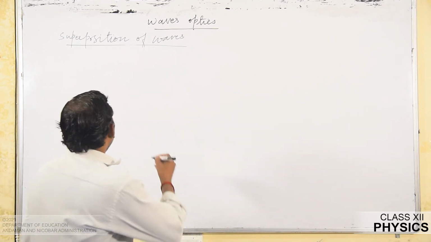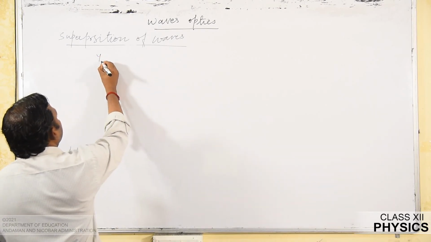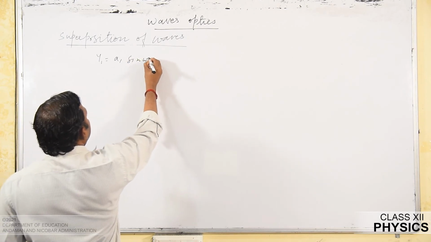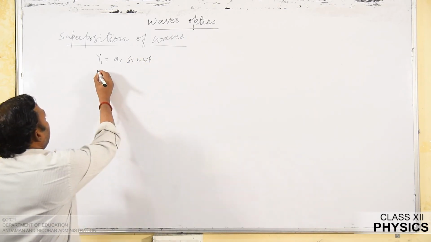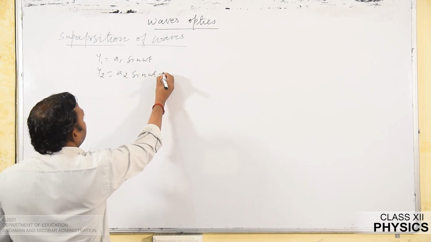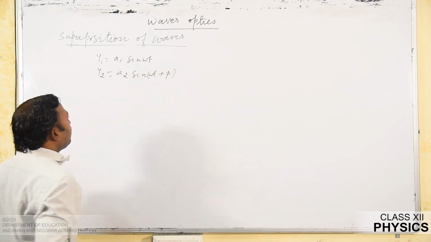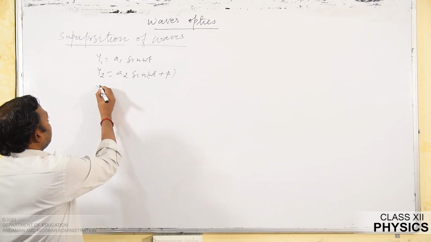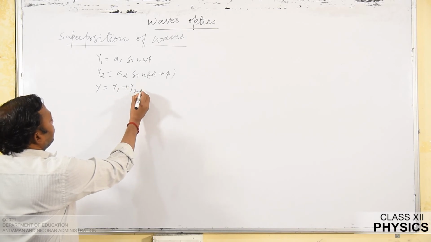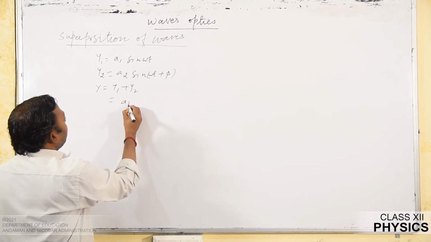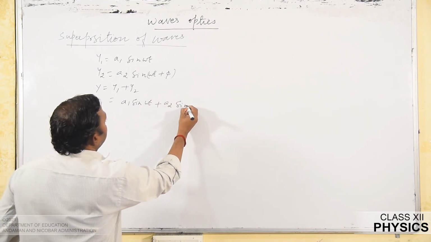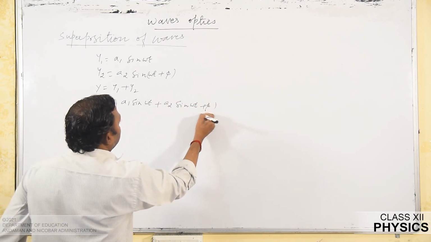Now if we take the wave equation for one of the waves as y1 is equal to a1 sin omega t, and for the other y2 is equal to a2 sin (omega t plus pi), then according to the superposition principle the resultant displacement y will be equal to y1 plus y2, which is equal to a1 sin omega t plus a2 sin (omega t plus pi).